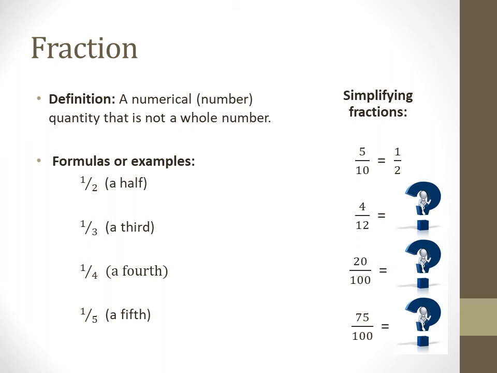What about 4 over 12? A third, 1/3. 20 over 100 is 1/5. I'm sorry, I didn't change that slide. Oh my goodness. 20 over 100 is 1/5, not 2/5. I apologize for that. We're not all perfect. We have to accept our mistakes from time to time.